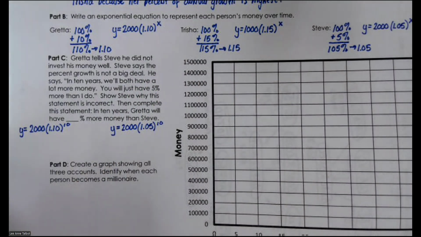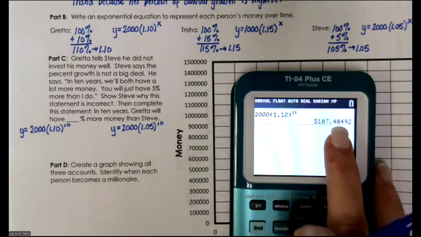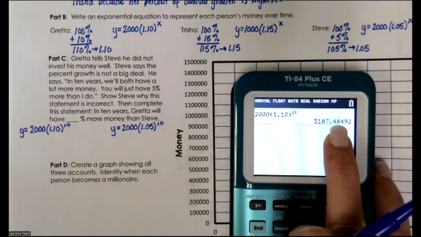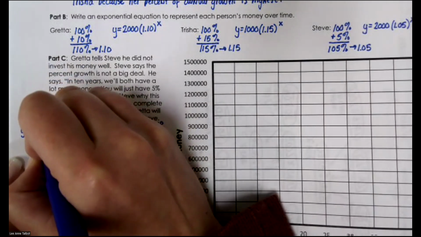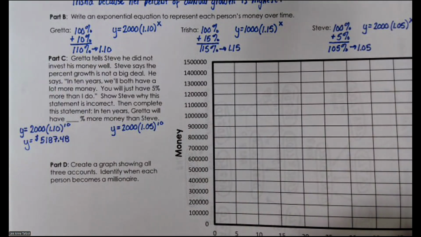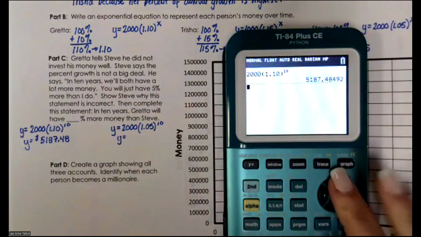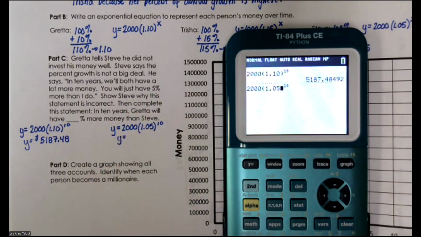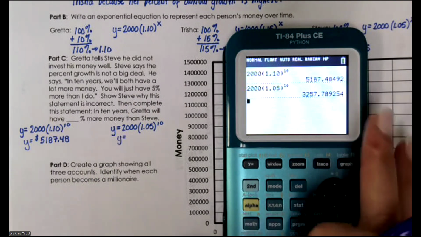And remember, we're working with money, and I'm very specific about how I want money to look. Okay, so what do I round this to? 48. Perfect. That's it. Great. Okay, so we're going to say y equals $5,187.48. Okay, now what is Steve's? $3,257 and nice.